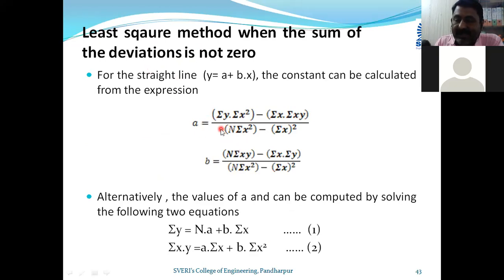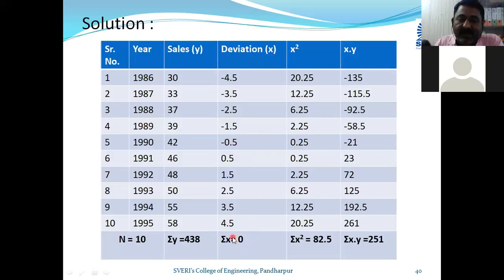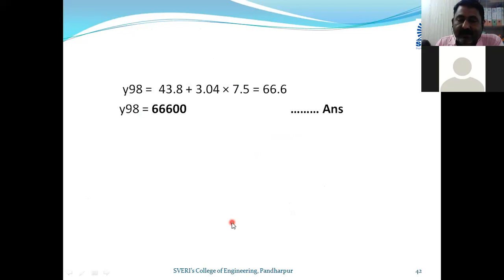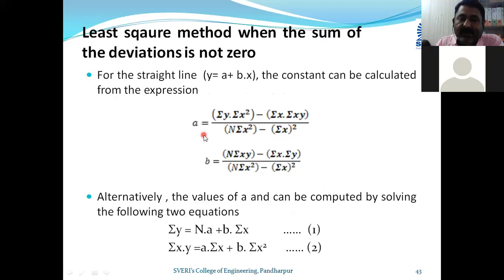Earlier, when the sum of the x deviation was becoming 0, because it was given in years, we saw how we can proceed. Summation x is equal to 0 because it is in years, and we assume the deviation from the center point, so ultimately summation x is 0. But if it is not 0, then how do we calculate a and b? So these are the equations.